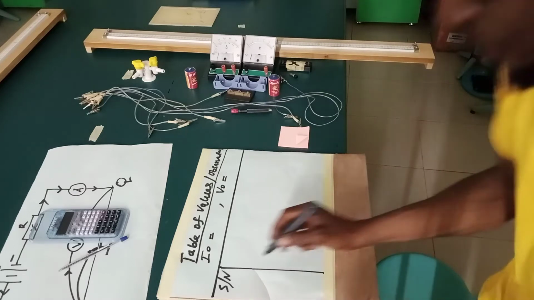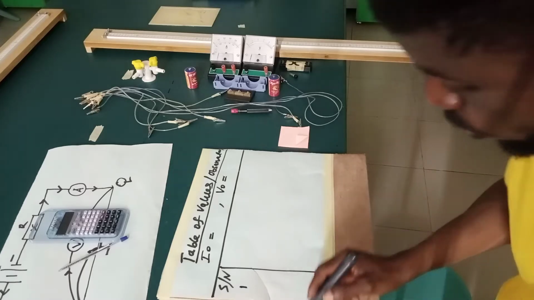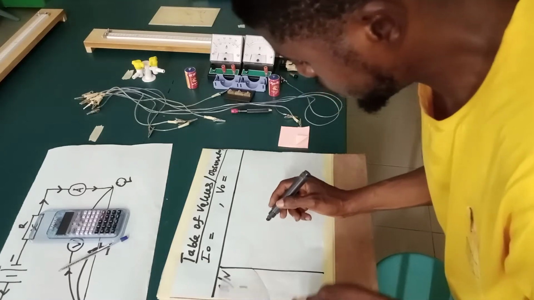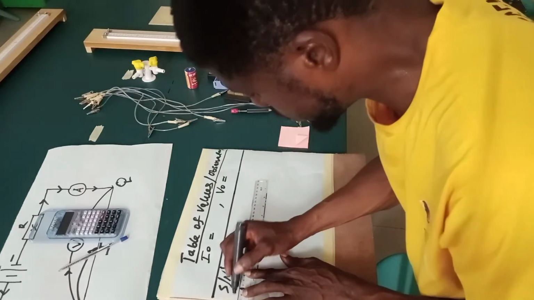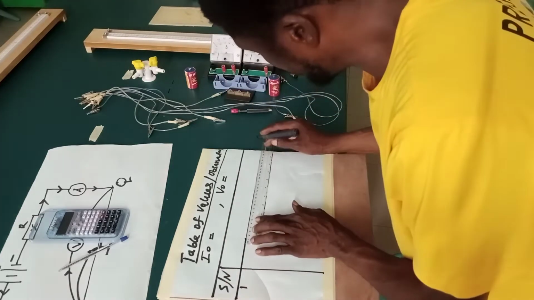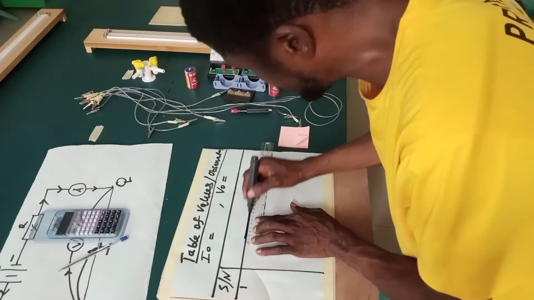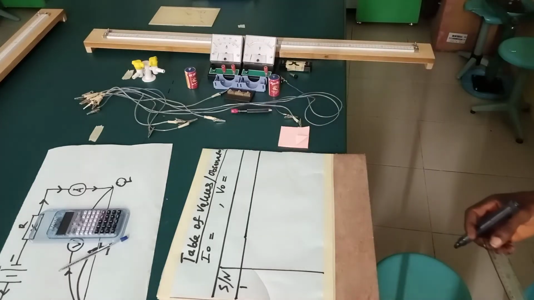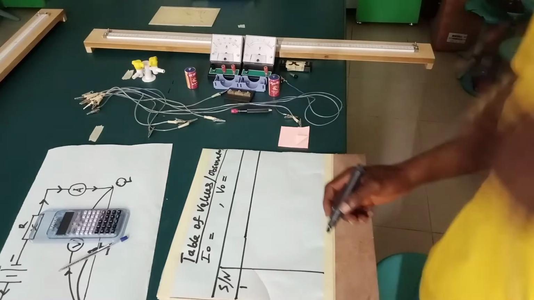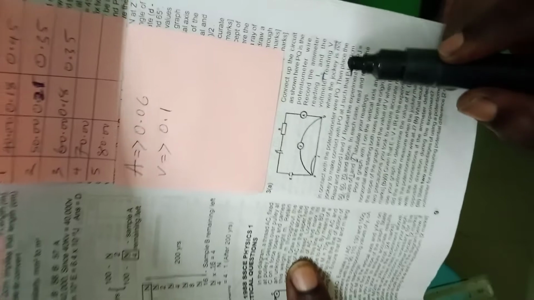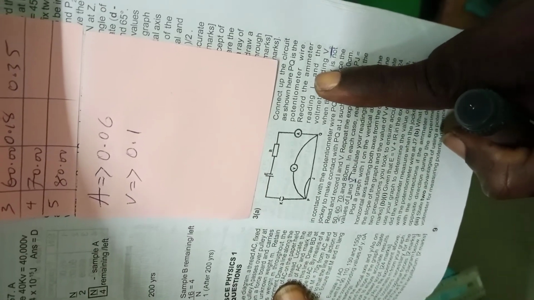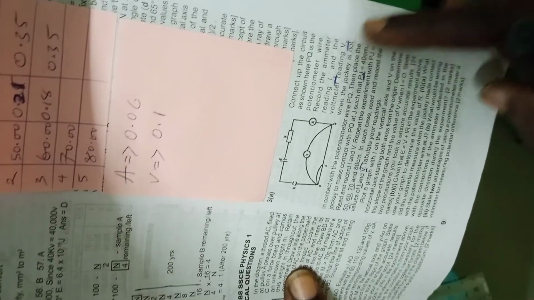So, the first value was... let's draw another line like this. Follow me and replicate exactly what you see me doing in your book. Your table of values carries the highest mark. So, the first value we have here, we have recorded I0 and V0 on top.